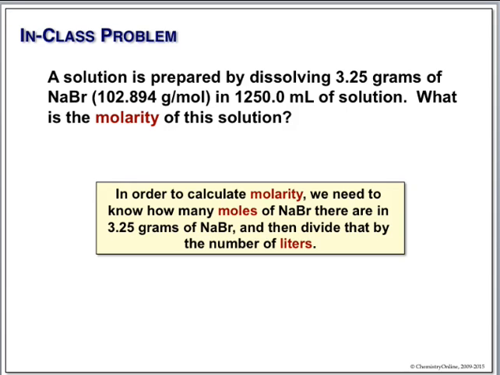We need to know how many moles of sodium bromide this is. We can do that, can't we? Because we know what mass is 1 mole. So simply this divided by that gives us moles. Next, we need to divide this by the number of liters. Again, that's going to be 1.25.